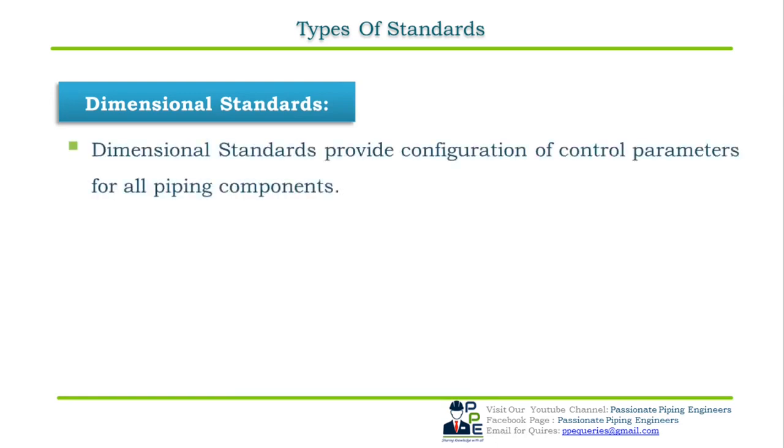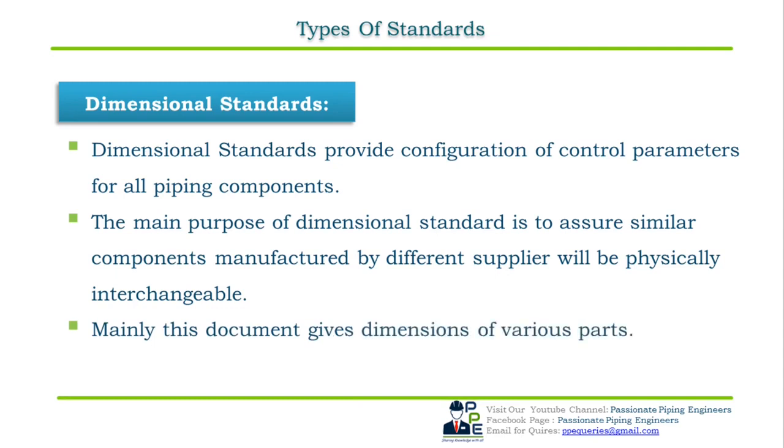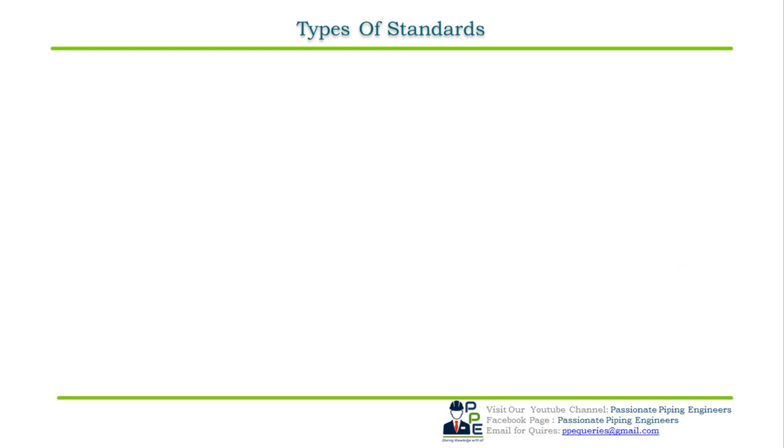Dimensional standards provide configuration of control parameters for all piping components. The main purpose of a dimensional standard is to ensure similar components manufactured by different suppliers will be physically interchangeable. Mainly, this document gives dimensions of various parts or components.